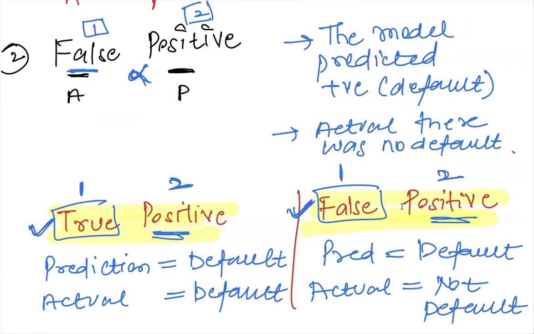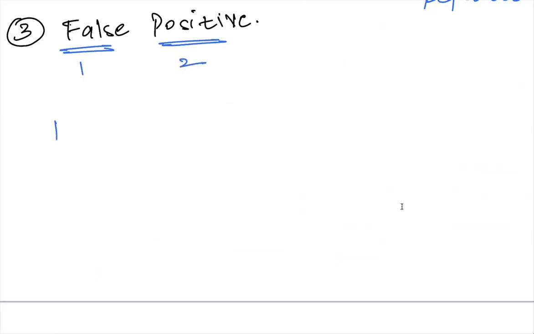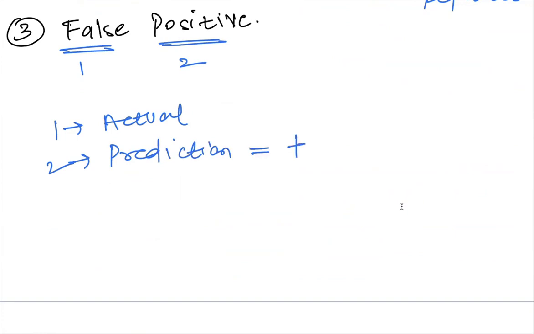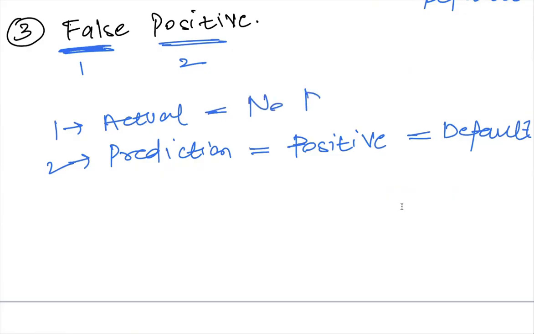Okay. Similarly, let me write the other two terms. False positive and false negative. First, let me write false positive. This is what actually has happened, and this is what the prediction is. Can you tell me what the prediction is? It is positive. What does positive mean? Defaulted. And it says false, that it has not happened. So in actual, there is no default.